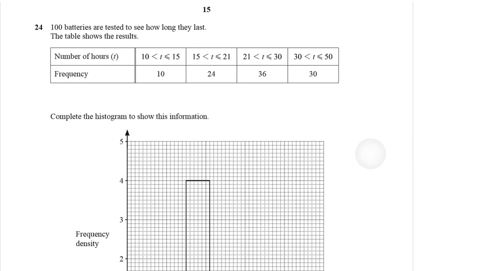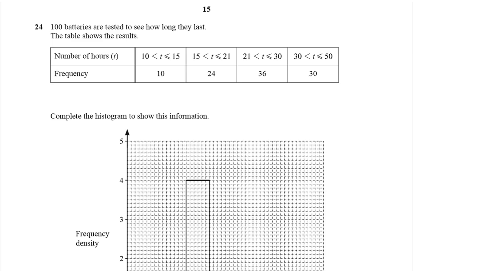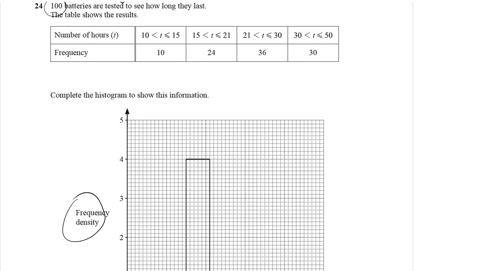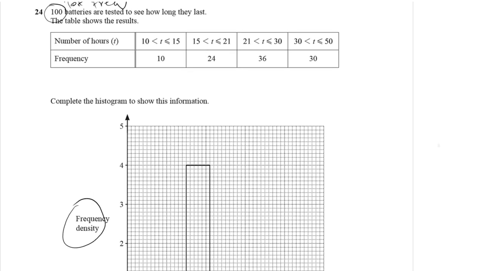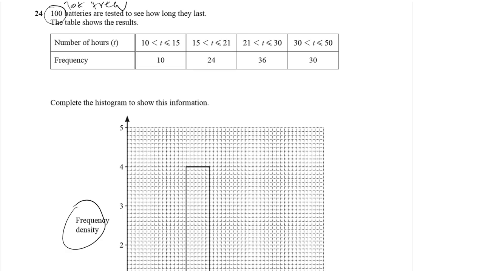All right, 100 batteries. Fine. Actually, in this type of question, this is always your total frequency. So we need to draw the histogram, and frequency density is involved. It means the intervals would not be the same. Your class widths. So let's figure out the class widths. This is 5, this is 6, this is 9, and this is 20.